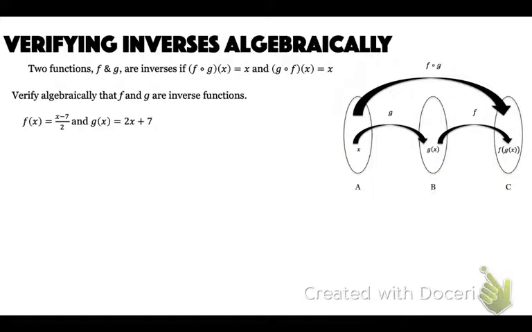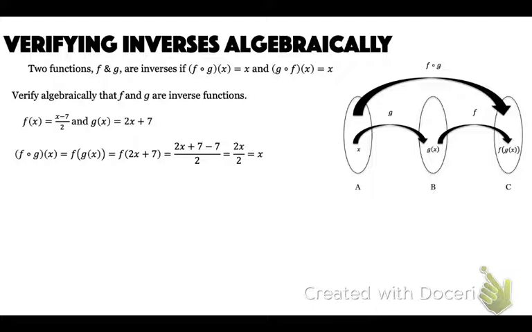So verify algebraically that these two are inverses. I'm going to do f of g of x, so I'm going to plug g of x into f. That's going to be f of 2x plus 7, because that's what g of x is. So that's going to be (2x plus 7 minus 7) over 2. I'm just going to get rid of those parentheses. These 7s are going to cancel, and I have 2x over 2, which now the 2s cancel, so I'm just left with x, which is what I wanted.